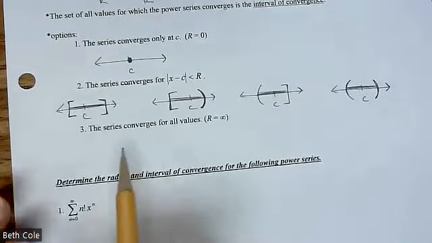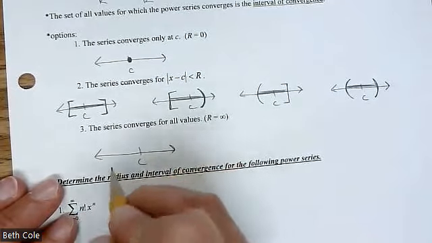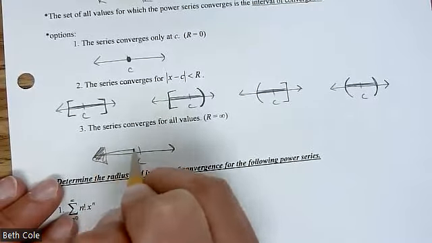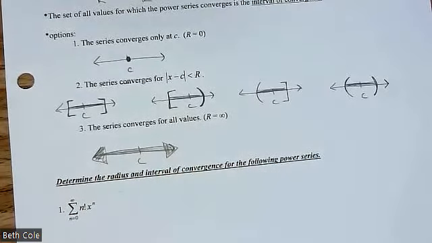And then the last one, it could converge for everything, which is kind of nice. And you get like the whole number line. So you get R first, that's how far away from the center you can get, and then you test the endpoints. The way that you get R is with the ratio test.